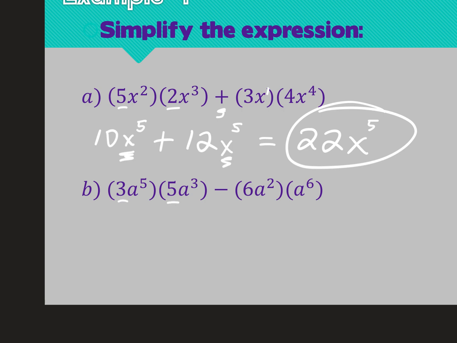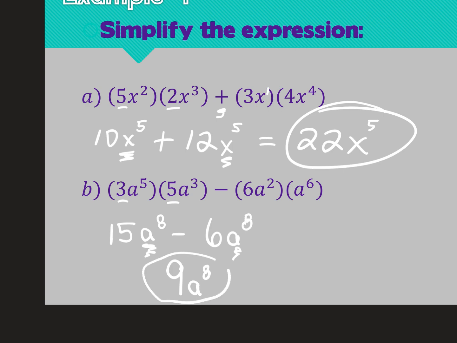I'm going to multiply my coefficients. So 3 times 5 is 15. And then I have a times a, so it's a to the, add your exponents, 5 plus 3 is 8. Minus 6 times 1 is going to give me 6. And then I have my same variable, a times a, so 2 plus 6 is going to give me 8. Can I simplify this anymore? Do these both have the same quote-unquote last names, like terms? Yes. 15 minus 6 is going to give me 9, and their like term would be a to the 8.